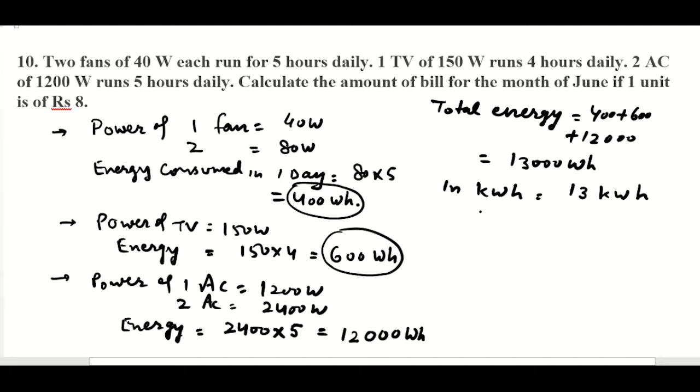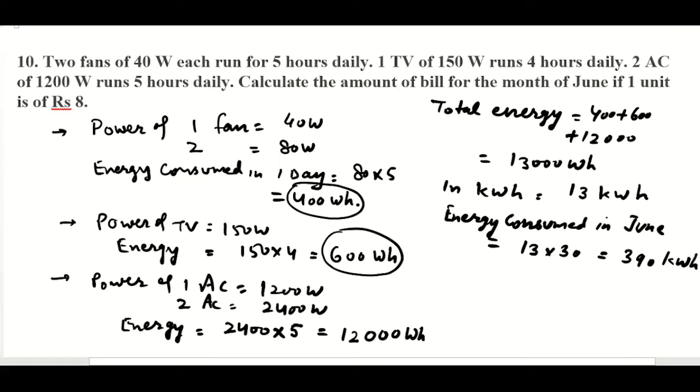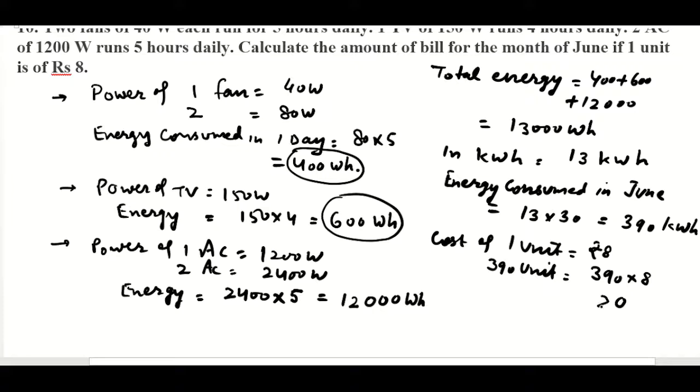Now we have to calculate the bill for the month of June. So energy consumed in June is equal to 13 kilowatt hour for one day, and June has 30 days, so this becomes 390 kilowatt hour. And now the cost of one unit is 8. 1 kilowatt hour is equal to 1 unit, so the cost of 390 units will be 390 times 8. It becomes rupees 3,120.